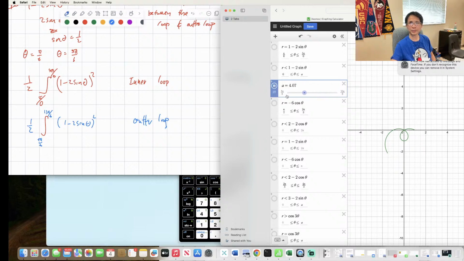Wait, why is this one 5 pi over 6? Oh, 5 pi over 6 is already including that. So they will trace all the way back there. Is that okay? You want me to start?